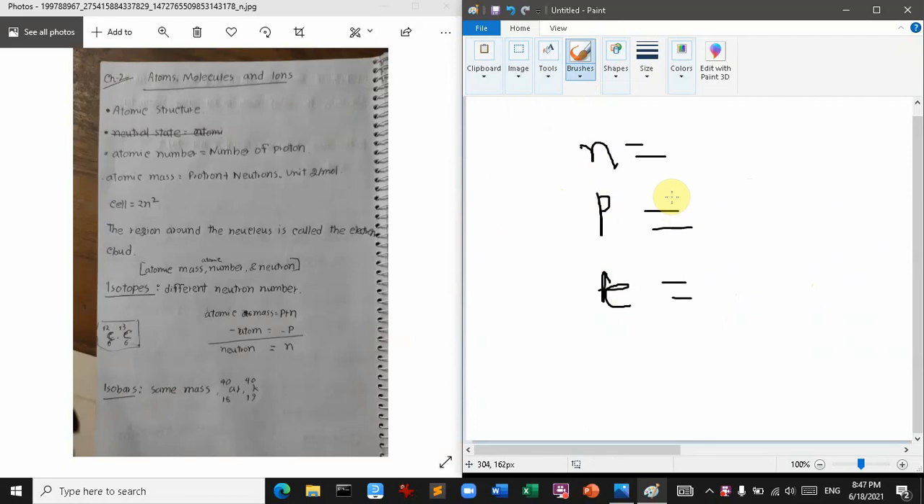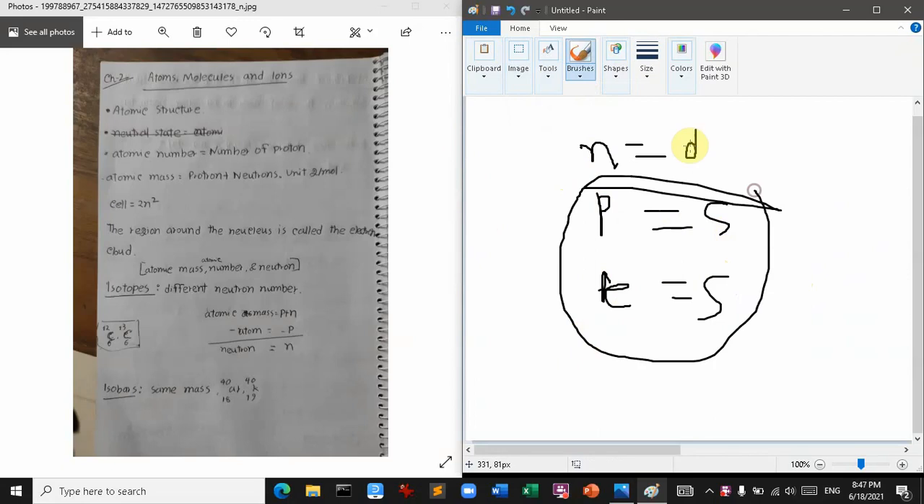Isotopes means there are atoms having different neutron numbers, but the proton number and electron number are the same. Those two values are the same, but the neutron number is different. This type of atom is called an isotope. For example, carbon 12, carbon 13, and carbon 14. Here, electron numbers are the same as proton numbers because they are in a stable form. The neutron numbers are different. In that case, they will be known as isotopes. The neutron numbers are not the same.